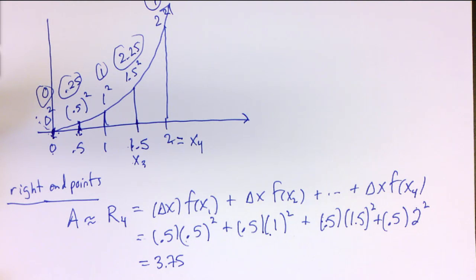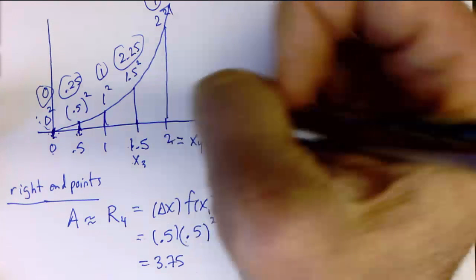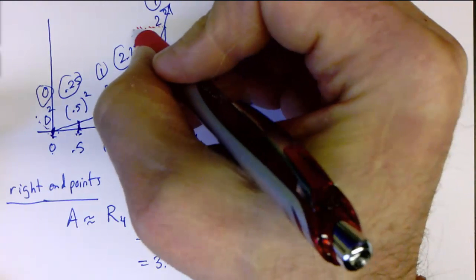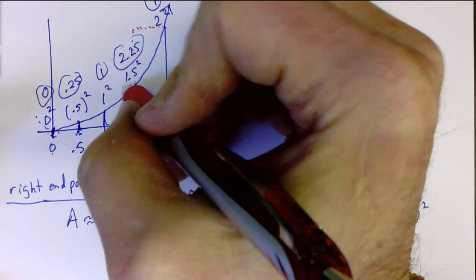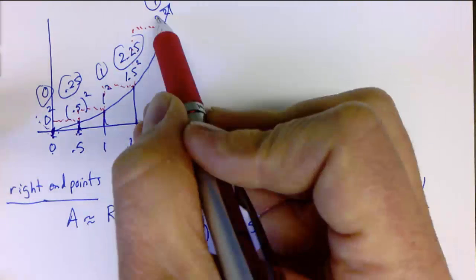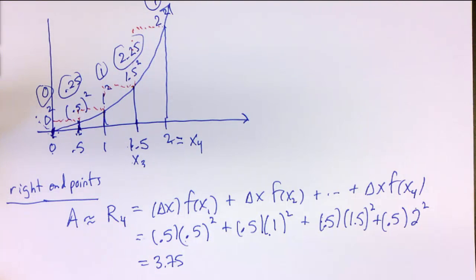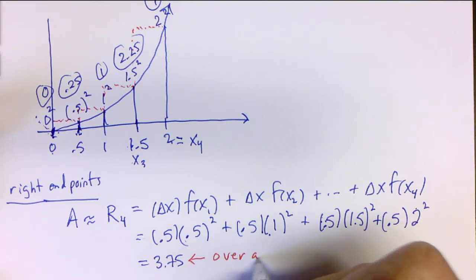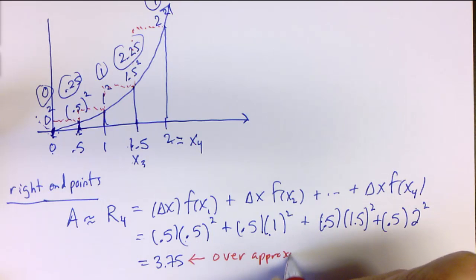Does that under approximate or over approximate the area? Well, if you think about it, let's draw these rectangles. We never drew them. If I'm using the right endpoint, then I'm using the endpoint at the right end. So each of my rectangles is over the top of the curve, and I can see that easily since this function is increasing. So this is an over approximation. Too big.